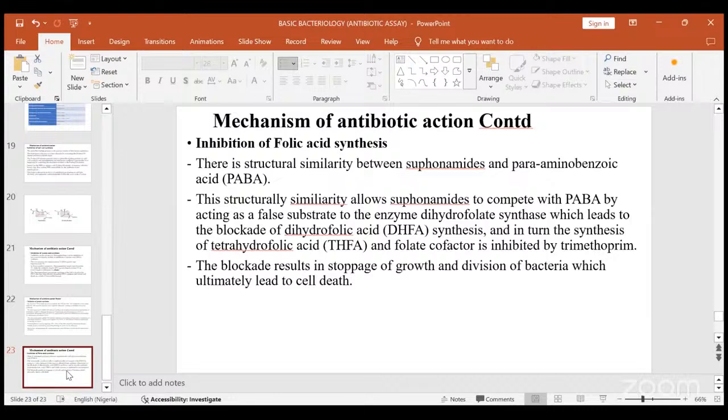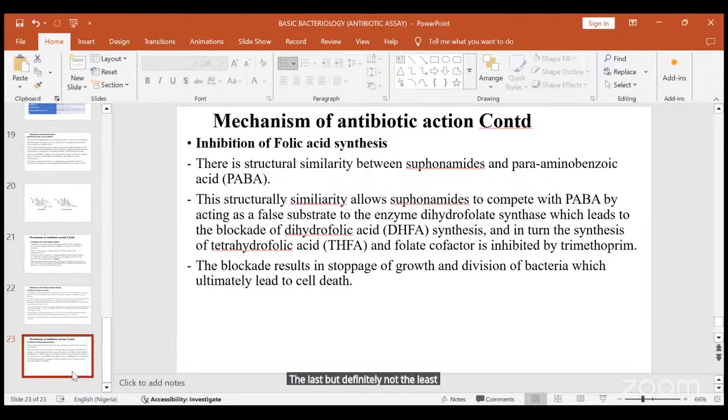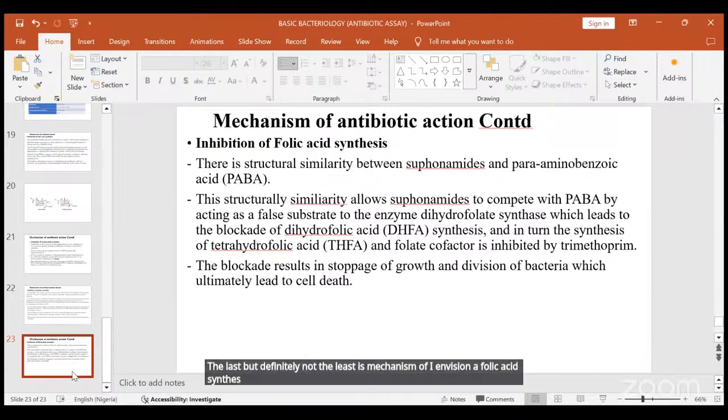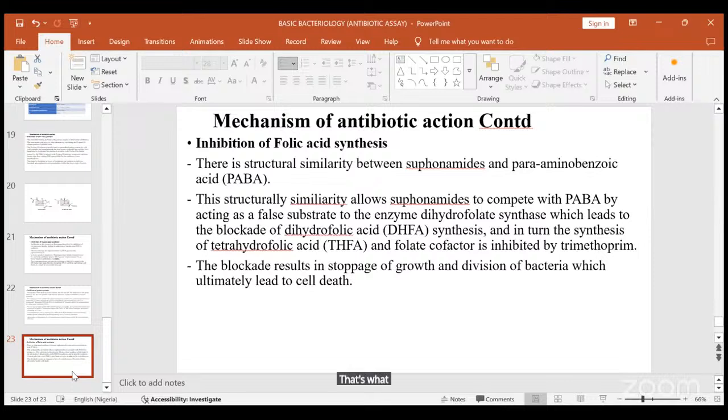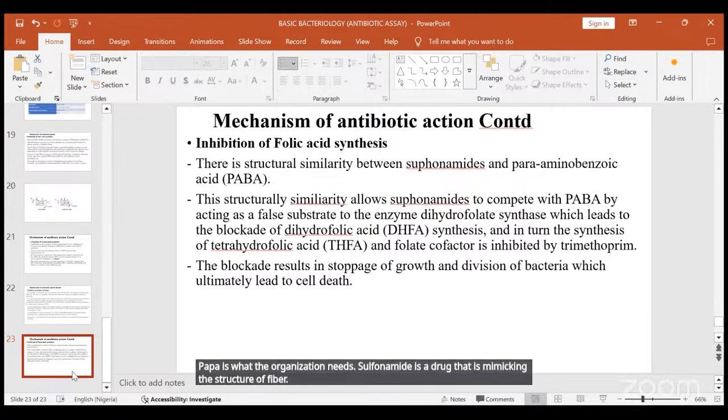The last but definitely not the least is the mechanism of inhibition of folic acid synthesis. This one is just like D-alanine and penicillin. This one is also using structural dissimilarity. That is what we call sulfonamide and para-aminobenzoic acid, PABA. Sulfonamide is made in the form of PABA. PABA is what the organism needs. Sulfonamide is a drug that is mimicking the structure of PABA. When the organism sees sulfonamide, it will think that it is PABA.